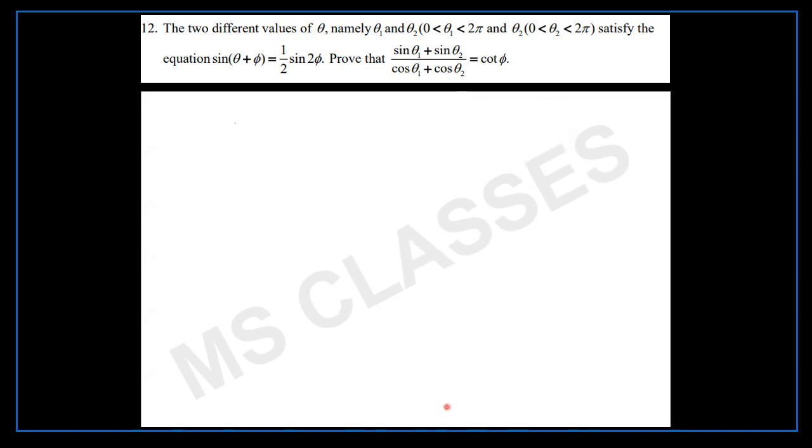Now we move to the second method. Method 2. What do we do? We have sine theta plus phi equal to sine 2 phi. It is given.